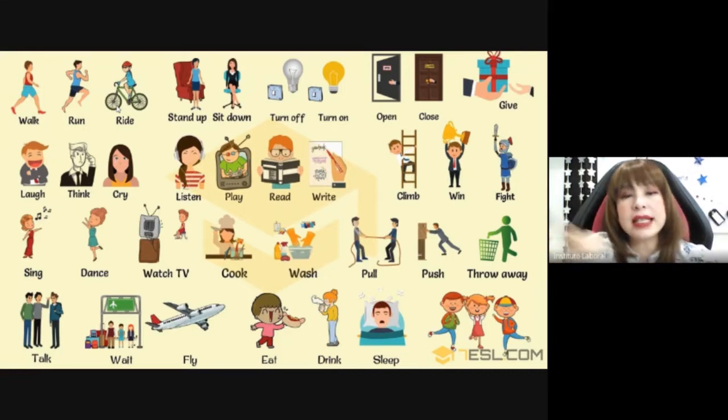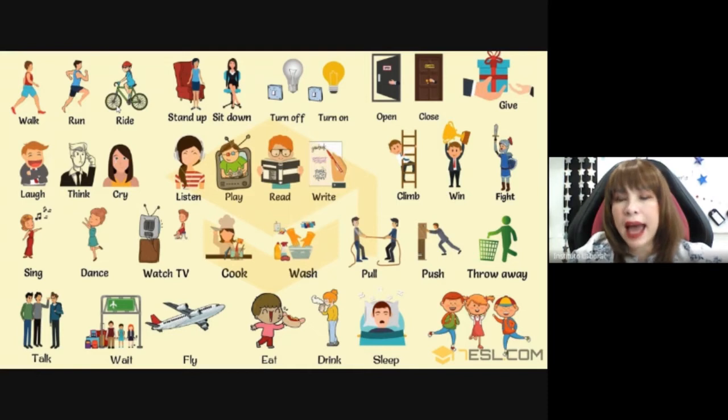Listen. She listens to music. Play. He plays his favorite game. Read. He reads an interesting book. Write. The teacher writes an essay. Climb. That's another action. The boy climbs the ladder. Win. He wins the championship.